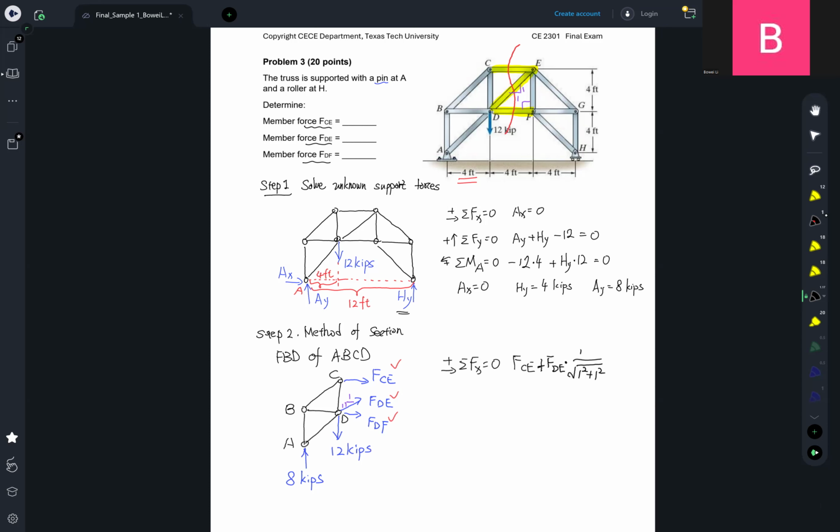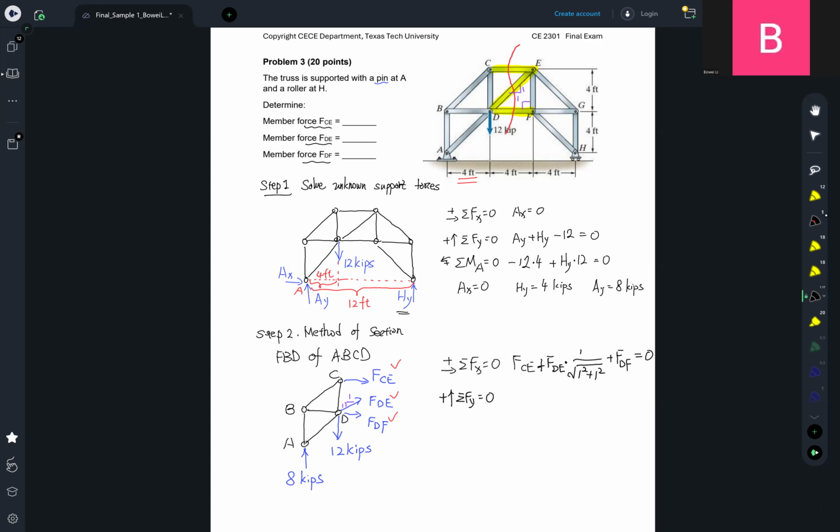We have FDF here, and that equals 0. Okay, so this is our first equation, and for the second equation, the summation of forces along the y direction equals 0.